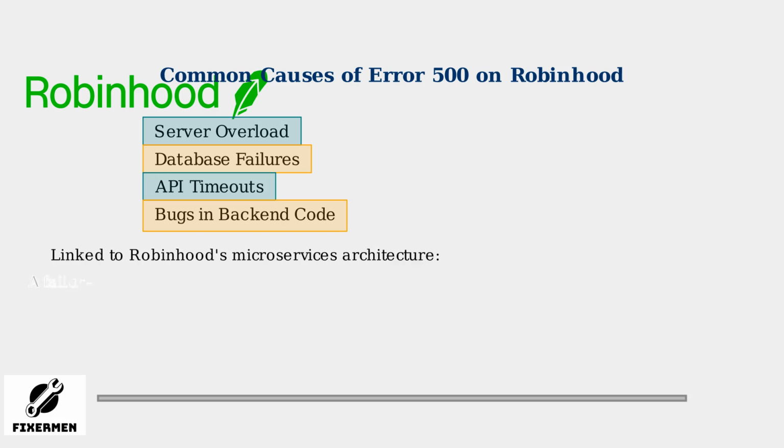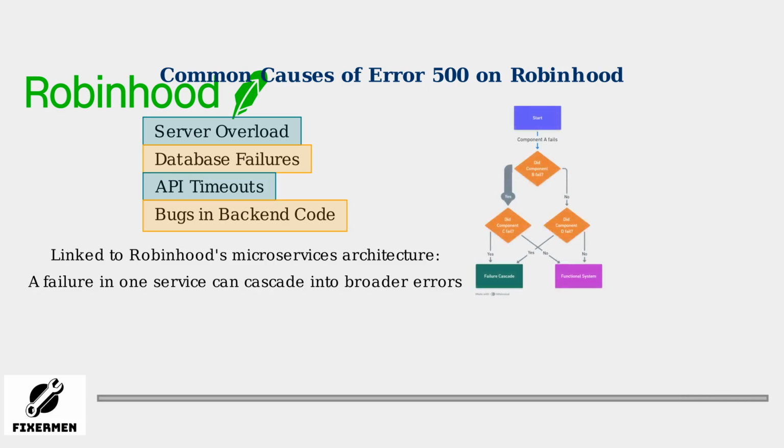These causes are often linked to Robinhood's microservices architecture, where the application is built from many small, independent services. In this setup, a failure in just one service can cascade and cause a broader error across the entire platform.